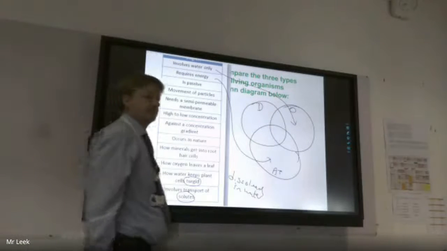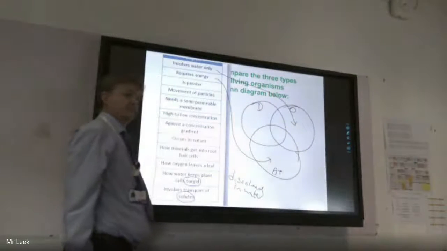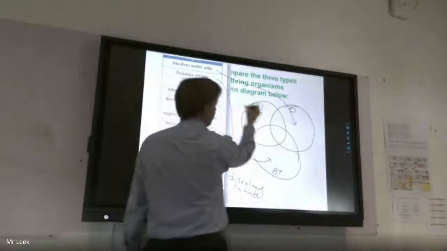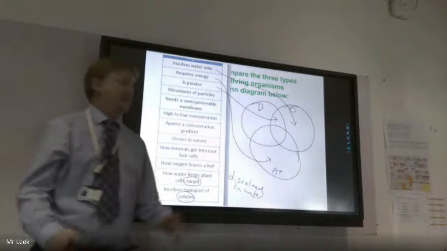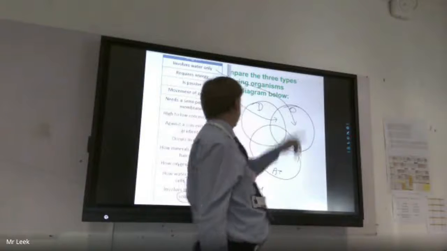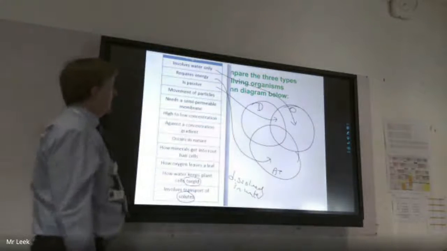Diffusion and osmosis. So it goes in that little gap there, because passive means there's no energy used up at all. Diffusion and osmosis goes into the bit in the middle.